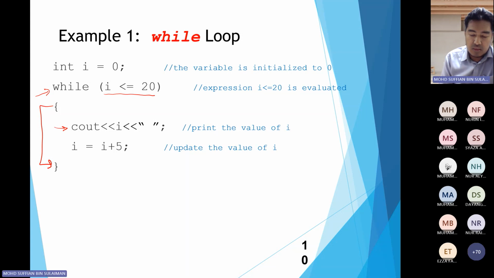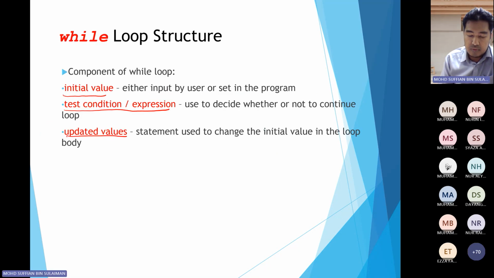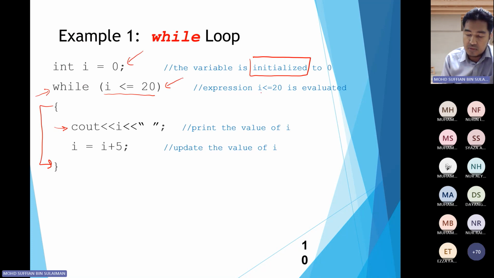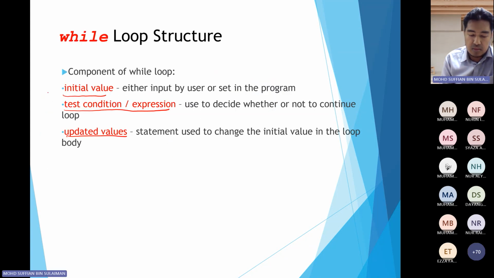So like I said, these are the 3 main elements. The first one is the initialization, and then the second one is the test condition. So this is the test condition. And then number 3 is the update. Initialize, test, and then update value.